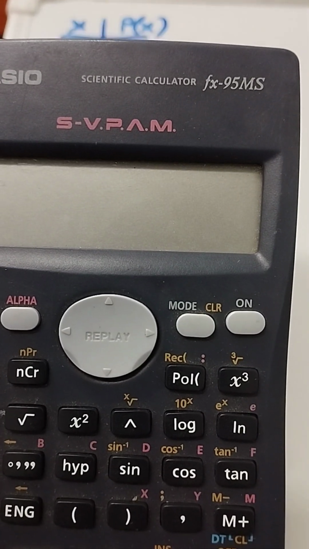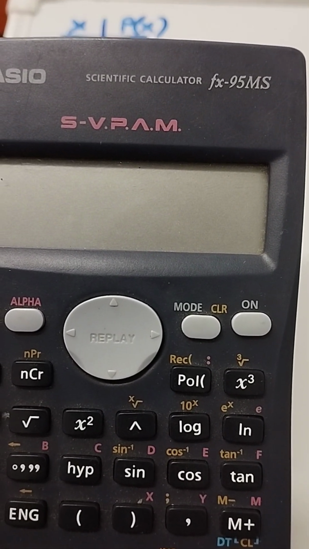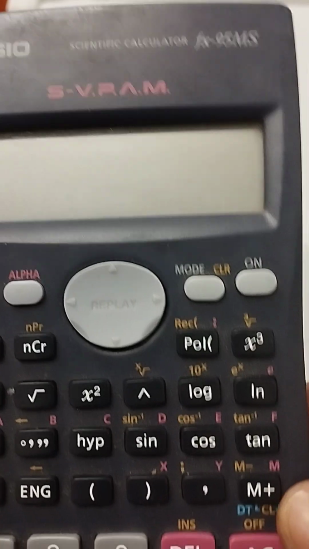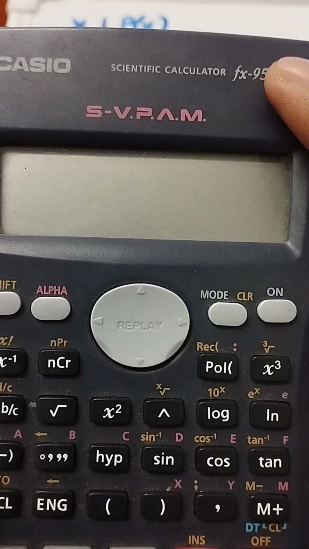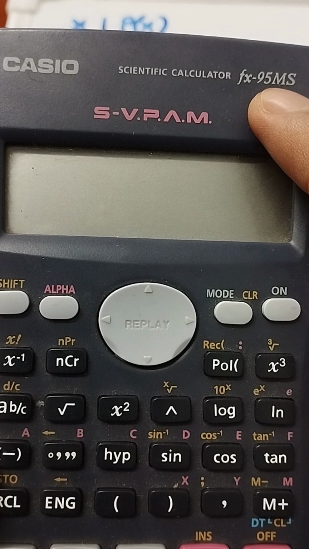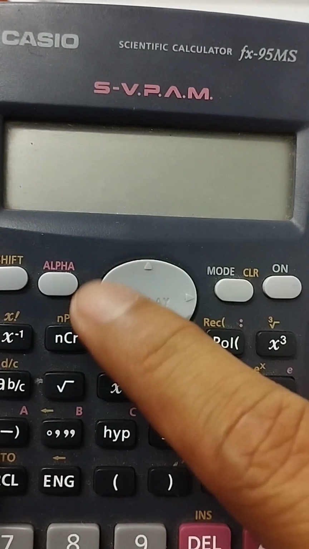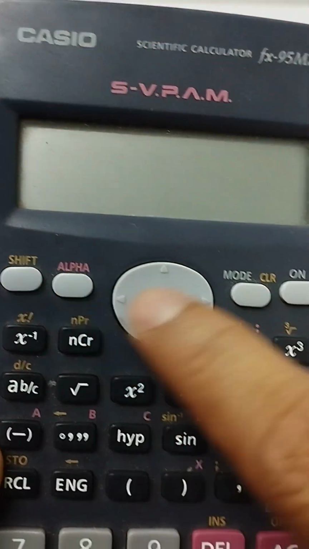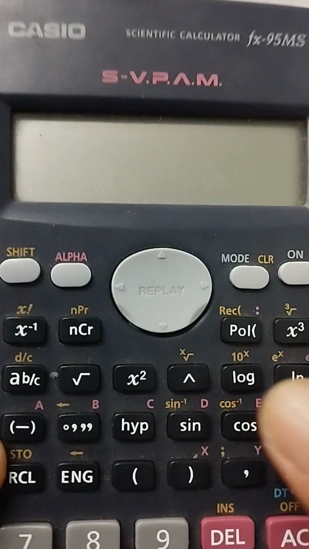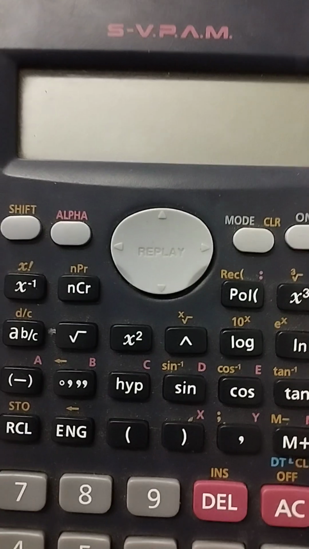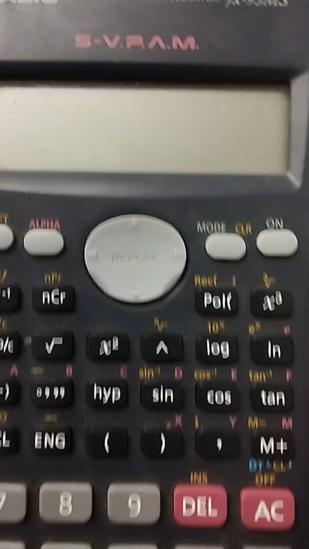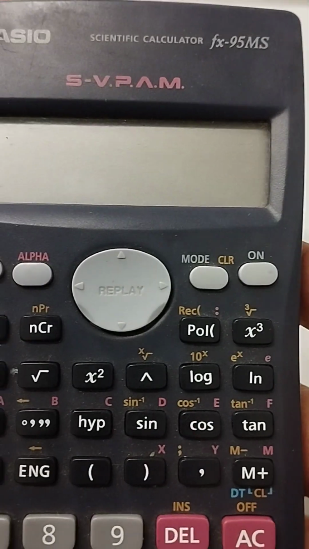How to calculate expectation, variance, and standard deviation using calculators that follow the MS models, like the Casio FX95 MS. The main feature of an MS is something like this, and technically this is the change feature, and the underlying functions can also be discovered.